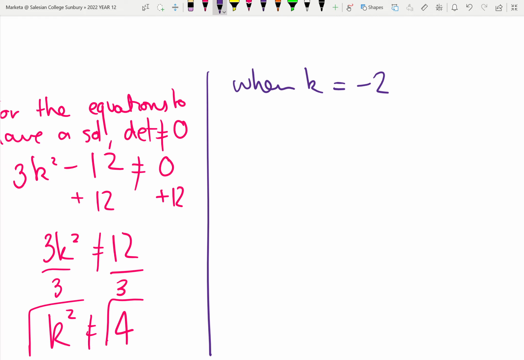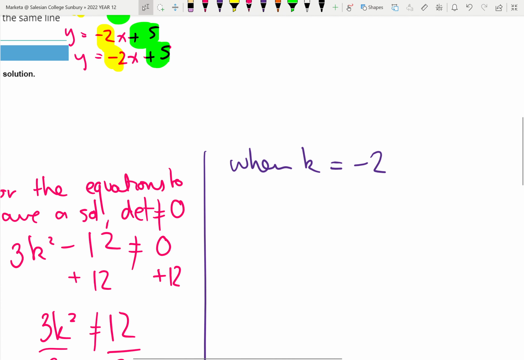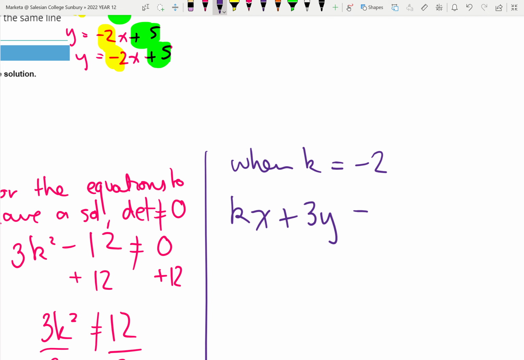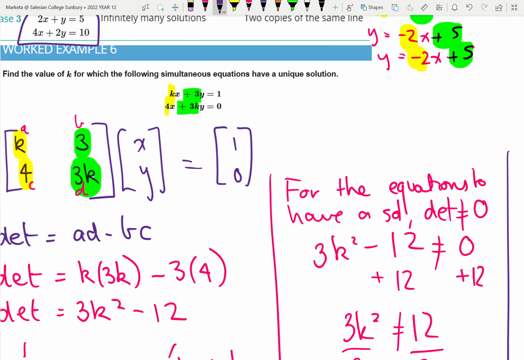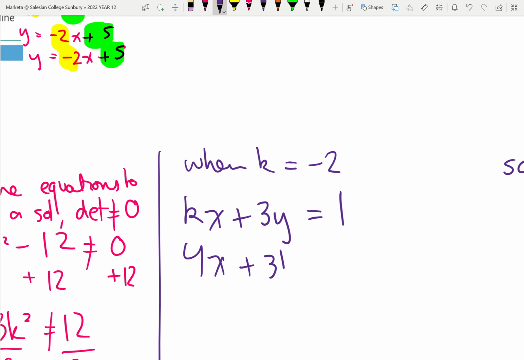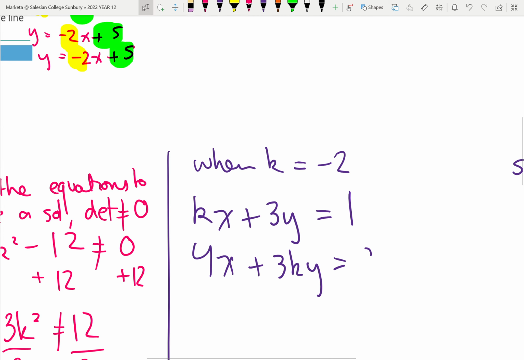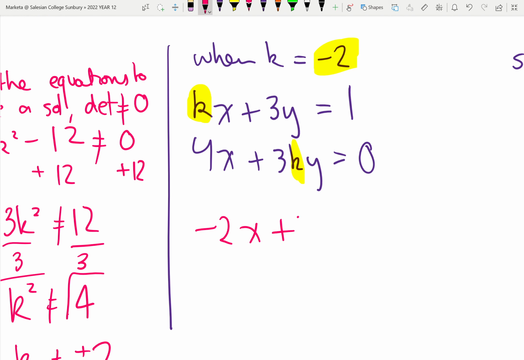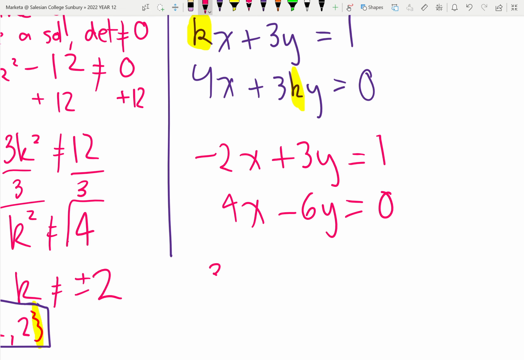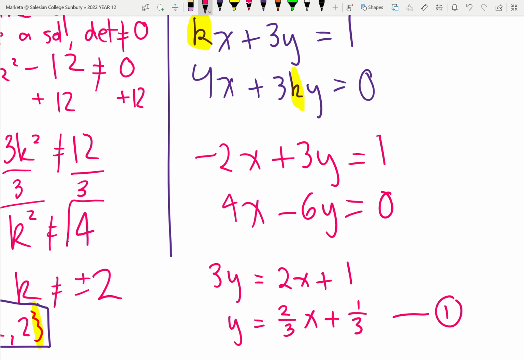So when k equals -2, let's see what the equations are. kx plus 3y equals 1. And let's look at the other one, 4x plus 3ky equals 0. Let's just sub that negative 2 in where we see k, and see what those lines are. So neg 2x plus 3y equals 1, and 4x minus 6y equals 0. I can rearrange those to 3y equals 2x plus 1, y equals 2/3 x plus 1/3. So that's one equation.